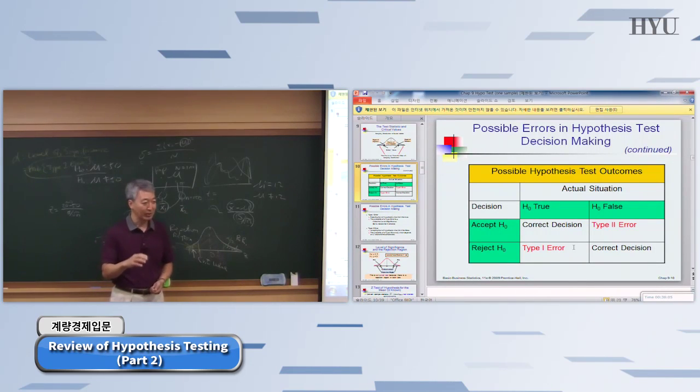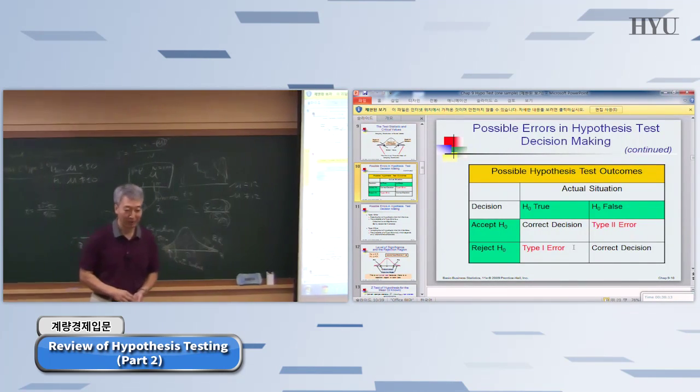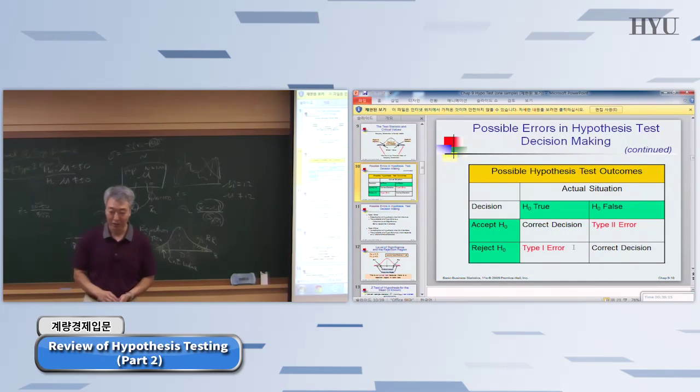But in a statistics course, only in this course, you cannot say accept it. Because if you say accept it, then you're risking a chance of type 2 error. Okay? All right?